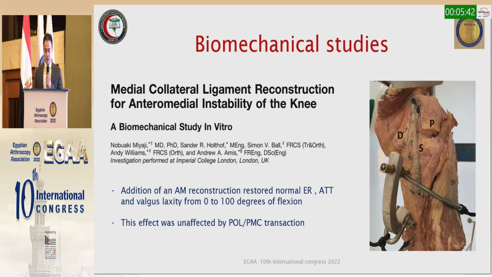How about the reconstruction techniques? This biomechanical study showed that the only way to restore the normal native kinematics in the anteromedial rotatory instability was adding an anteromedial reconstruction band that mimics the role of the deep MCL. And by adding this band together with the superficial MCL, normal native knee kinematics could be restored from 0 to 100 degrees of flexion, particularly anterior tibial translation and external rotation.